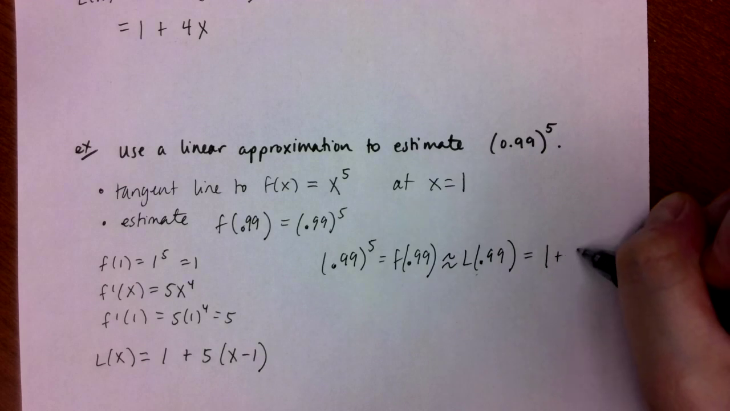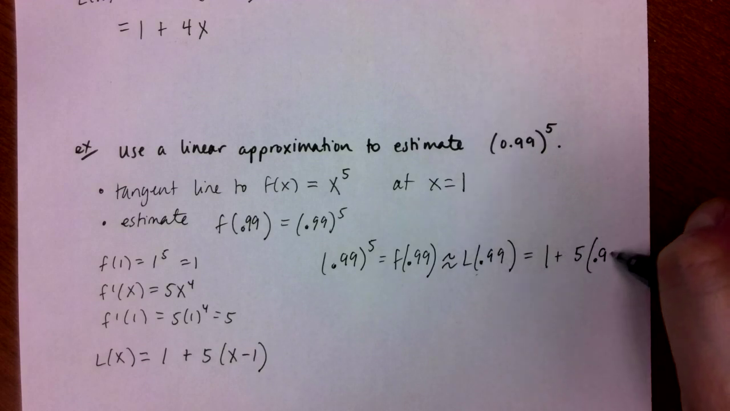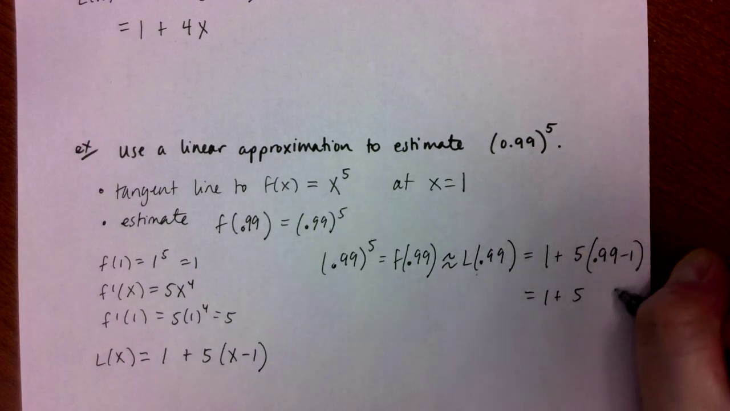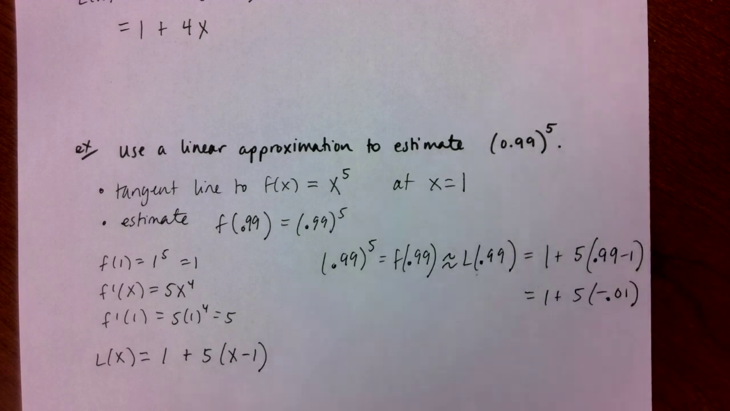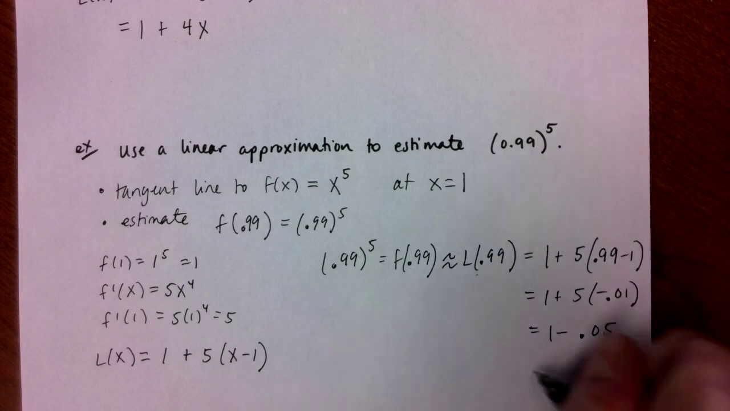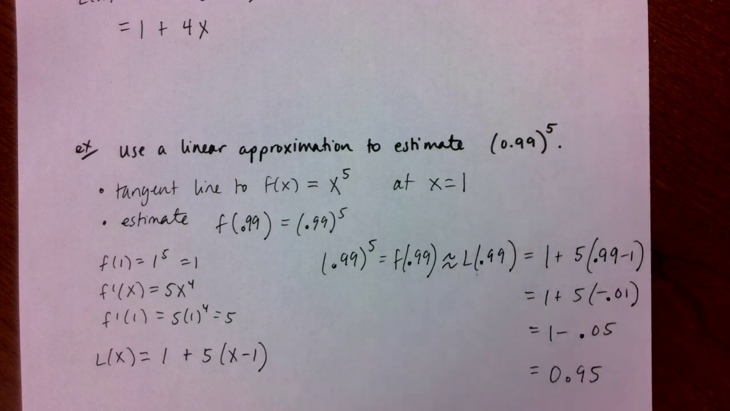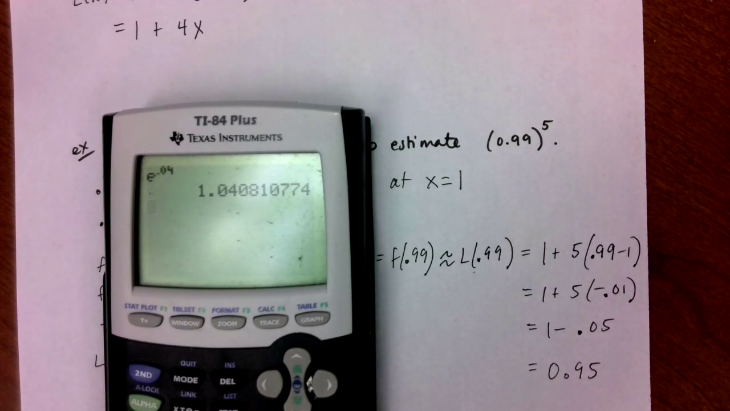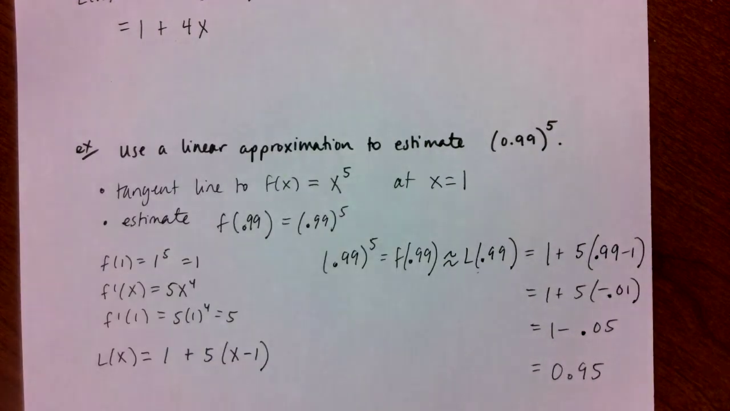This is 1 plus 5 times 0.99 minus 1. That gives me 1 plus 5 times negative 0.01. 1 minus 0.05, which gives us 0.95. And again, if we want to check how close our answer is to correct, we can come back to the calculator and say 0.99 to the fifth power. Sure enough, 0.95 and change. This is actually not a bad estimate at all, especially not having had a calculator.